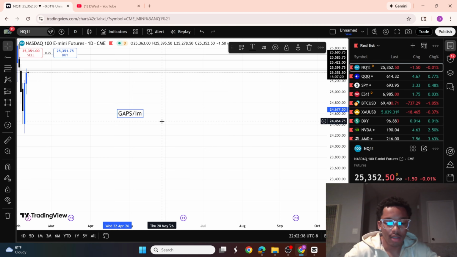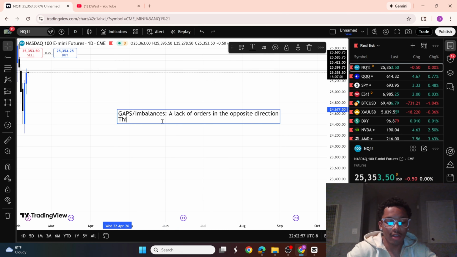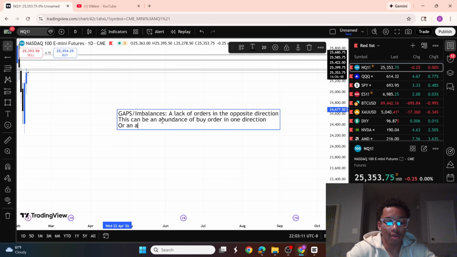Gaps slash imbalances are basically a lack of orders in the opposite direction. This can be an abundance of buy orders or an abundance of sell orders in one direction.